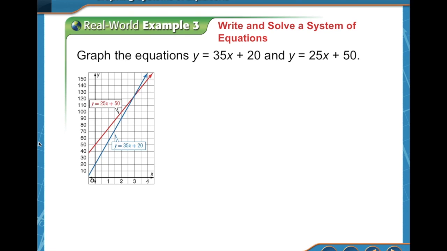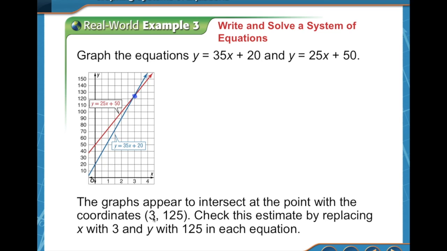And now to answer the question of at what time would both bicycle riders have ridden the same amount of distance, what would that look like on a graph? What point? Well, if you're thinking it's the point where the lines intersect, you are right. So that point looks like it's right here, is where our graphs intersect. We can call that point 3, 125.